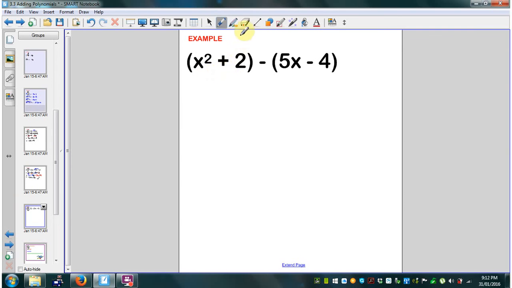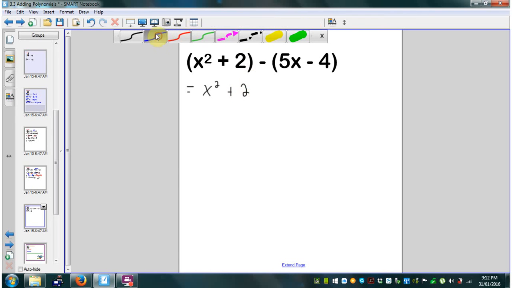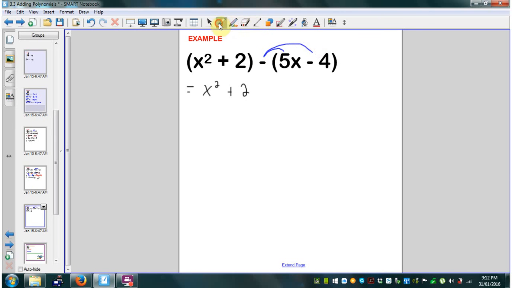Okay, and last example for today. We've got x squared plus 2, subtract 5x minus 4. So I'm going to drop my brackets here for my first term, x squared plus 2. And I'm going to drop my brackets in my second term, but before we do that, we have to remember this negative is acting on our terms. So instead of a positive 5x, this is going to become a negative 5x. And this negative acts on this negative 4. Negative 4 becomes the positive 4.